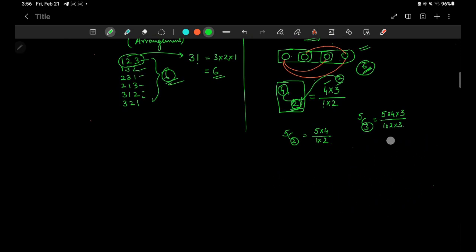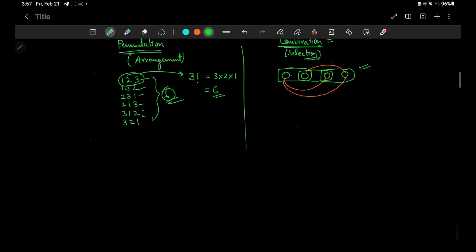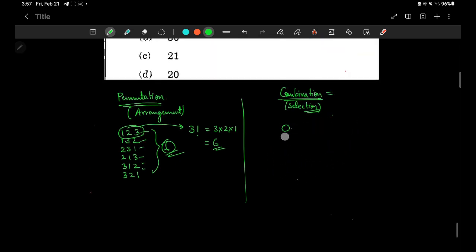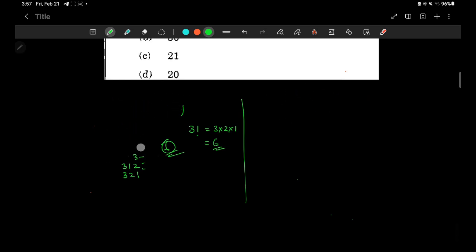I hope you understood this. People find this topic really confusing. Okay, I hope you understood. If you have any doubt, tell me. Now let's solve the question.